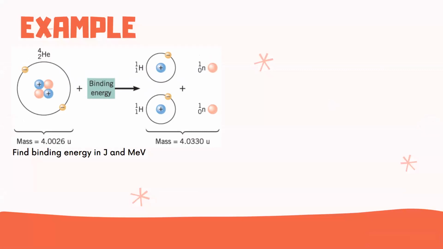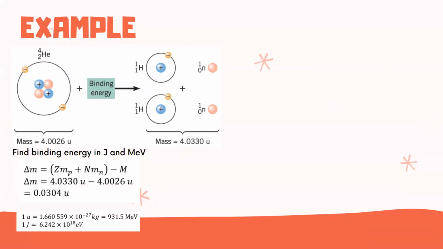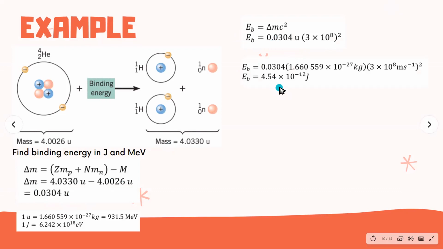So now we'll move on to the example. The question wants us to find the binding energy in joule and mega electron volt. First, we need to find the mass defect, which is Z m_p plus N m_n minus M. Luckily, in the diagram, they already give us the totals of Z m_p and N m_n, so we just add the values and we get the mass defect, 0.0342 u. Then we find the binding energy using the formula E_B equals delta M c squared. We add in the value we got and multiply with the speed of light, and we get 4.4 times 10 to the negative 12 joule. So we got it first in joule.